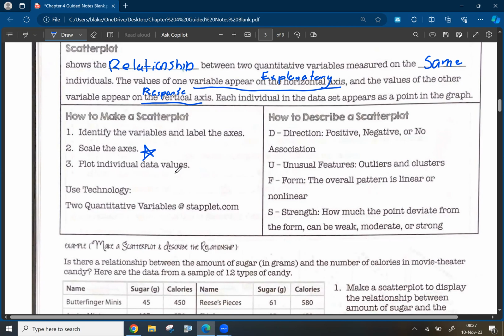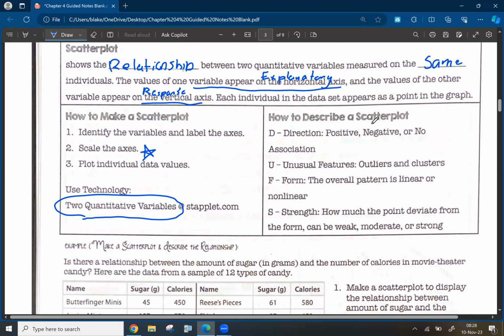Now, plot individual data values. That'll be straightforward. We just plot them. To use technology, if we ever go to StatsMedic for this, we will go to two quantitative variables at the StatsMedic website.